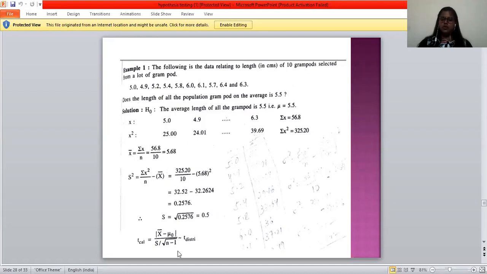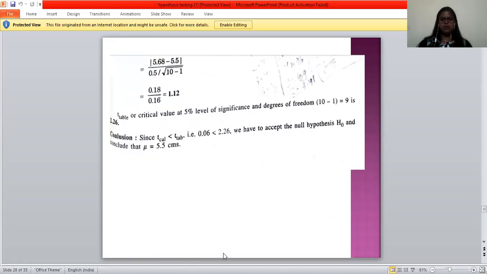Then substitute in the formula: t calculated value equals x bar minus mu naught divided by standard deviation over root n minus 1, which becomes 10 minus 1. Once you substitute, your value is 1.12. The t table value, or the critical value, at the 5% level of significance is 2.26 for this degree of freedom.